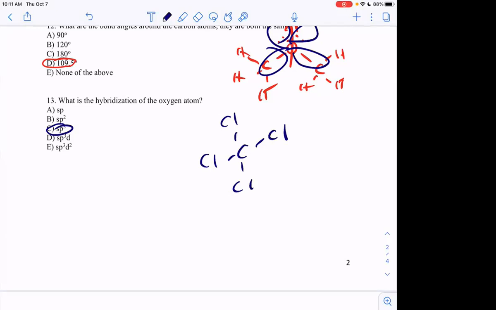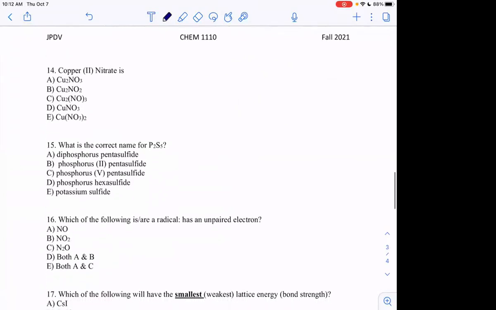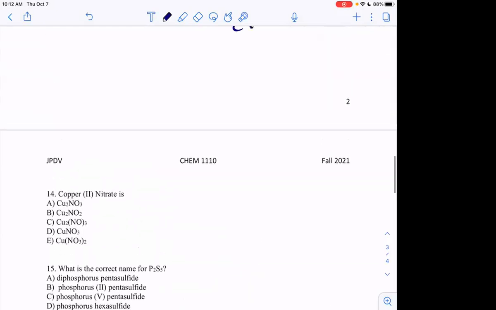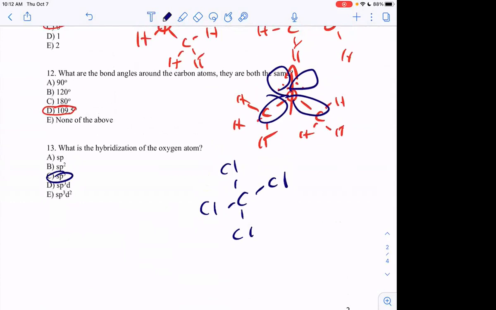Other questions? Good. Copper 2 nitrate. Now you won't. Yes, I'm sorry. Did you have a question, Annie? Like always, like the number of the steric number? Yes. It's just the steric number, right?